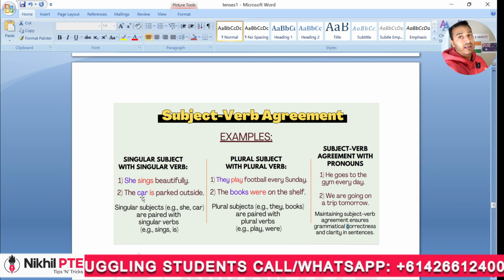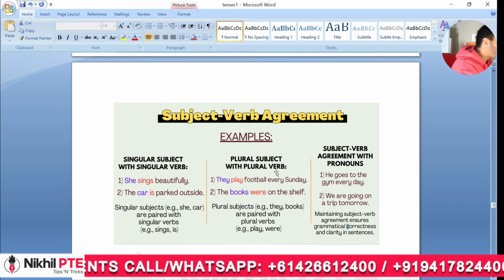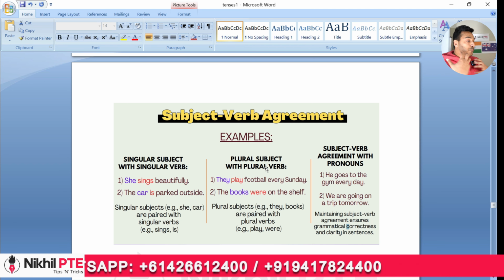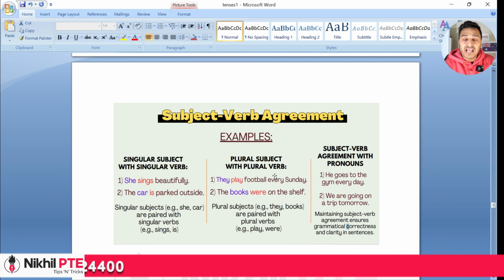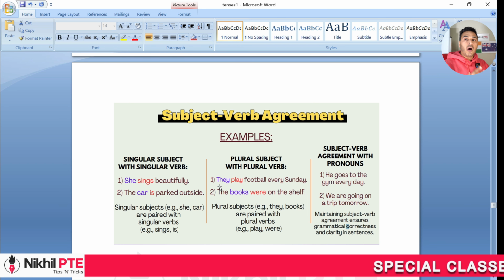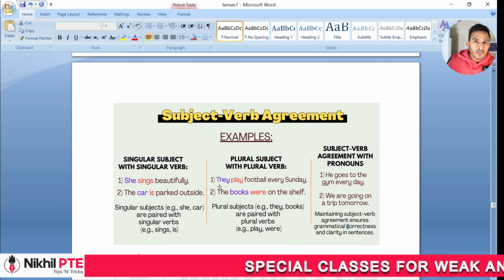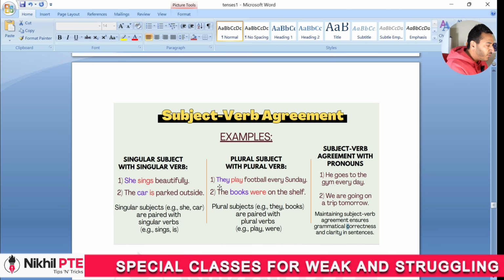The car is, what is, one thing. Plural subject with plural verb. Here we will not use any s or es with the verb. They play. They are talking about many persons, right? So that's why we are not using s or es.